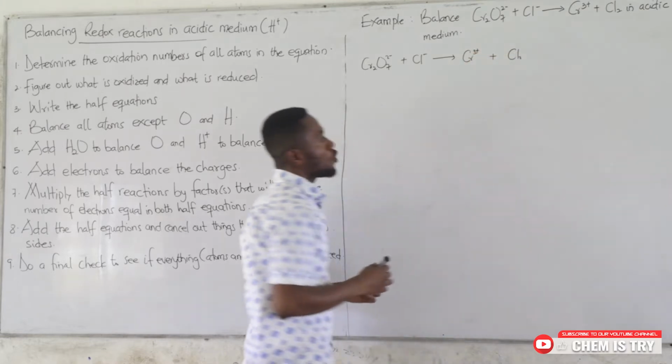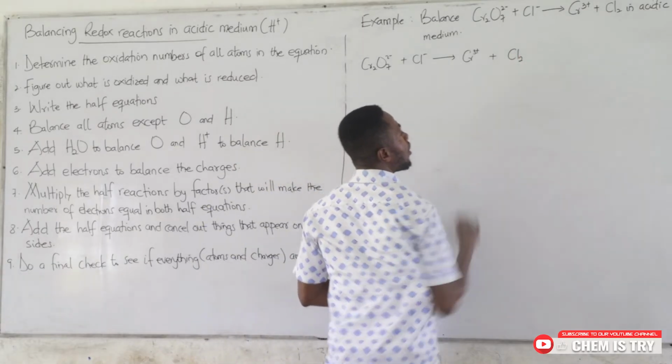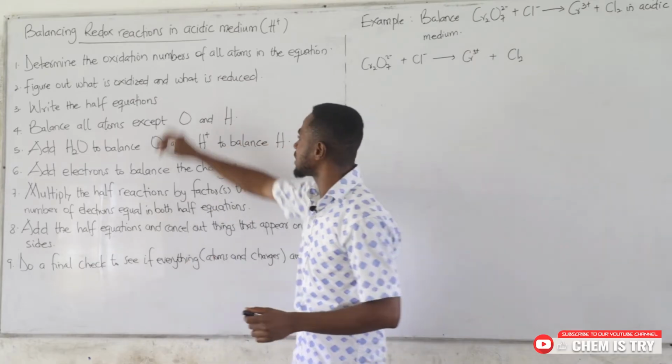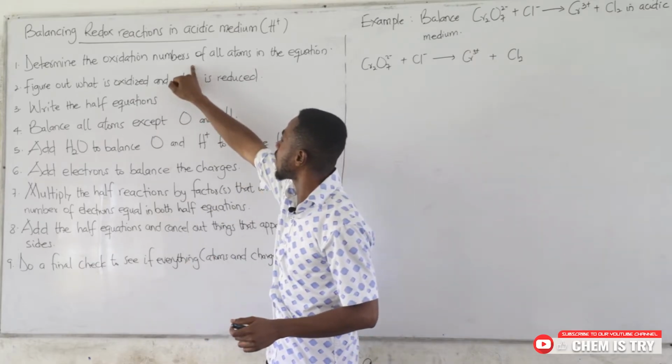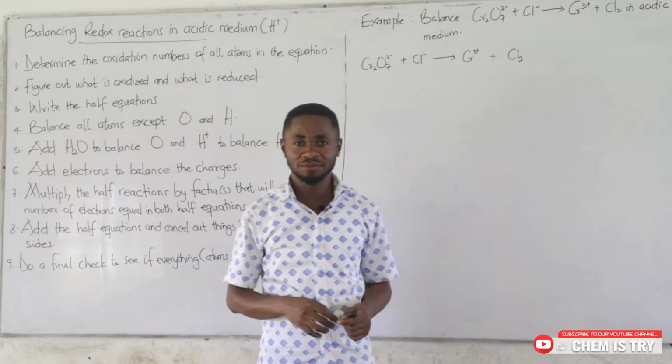And figure out which of the species is undergoing oxidation and which one is undergoing reduction. But to do that, the first step says that we have to determine the oxidation numbers of all atoms in the equation.